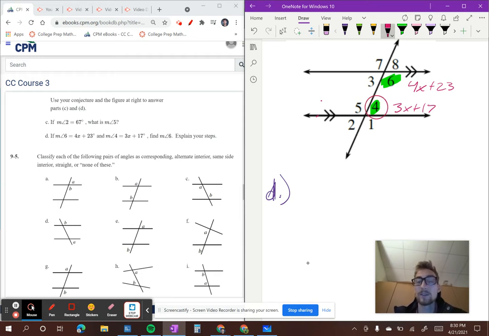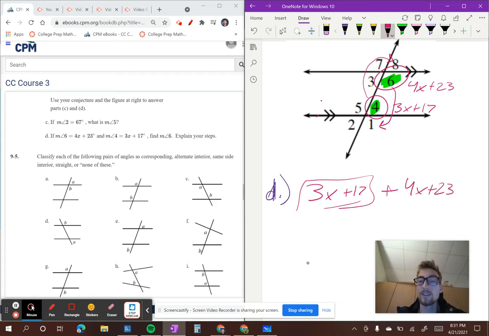Well, we know that these angles together add up to 180 degrees because angle 4 is the same as angle 8 and angle 6 is the same as angle 1. So I can rewrite my equation as 3x plus 17 plus 4x plus 23 equals 180. All I'm doing is taking the measure of angle 4 plus the measure of angle 6 and adding them together. But I know they're going to equal 180.